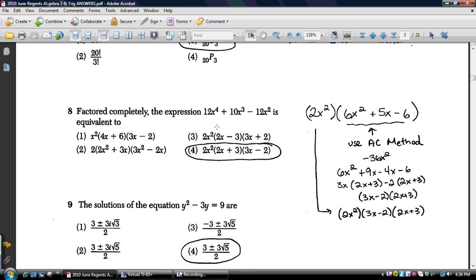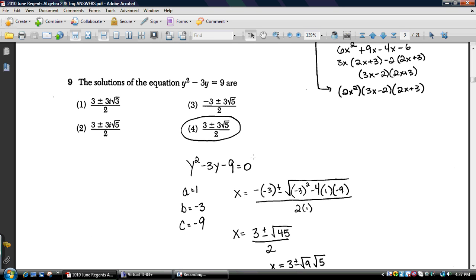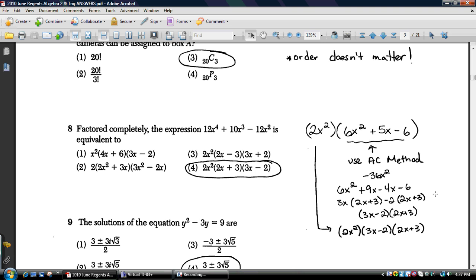Another way you could have tried to attack this problem is literally by multiplying all these things out, but that's really annoying, but you could always do it. I would do it if I were on the Regents exam and I didn't know how to do this.